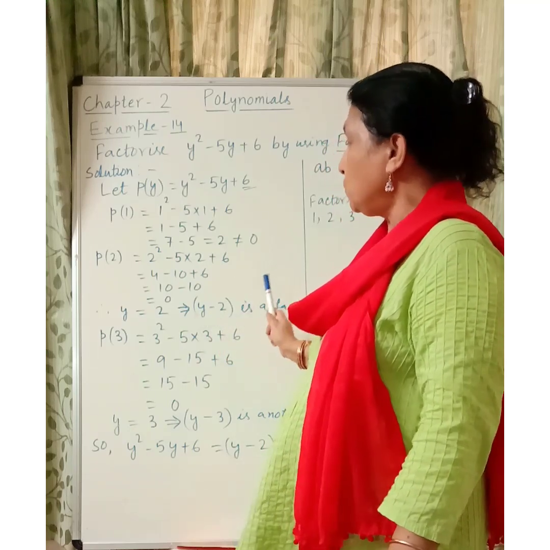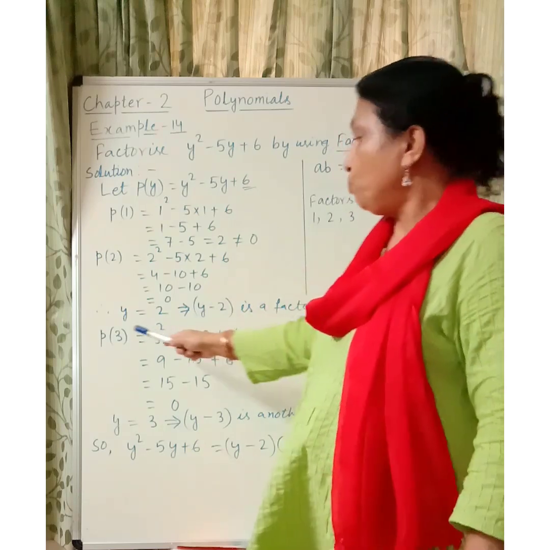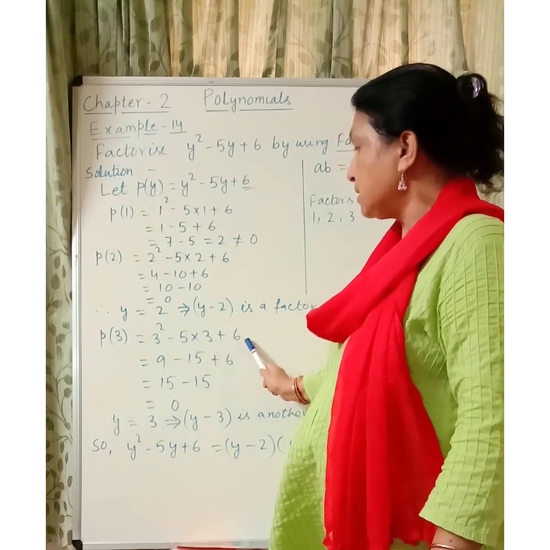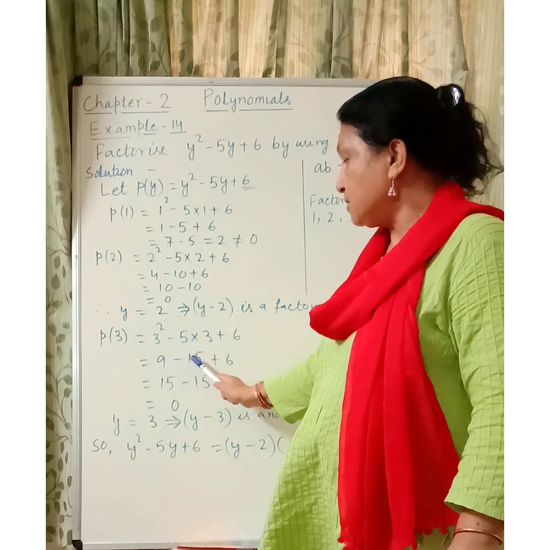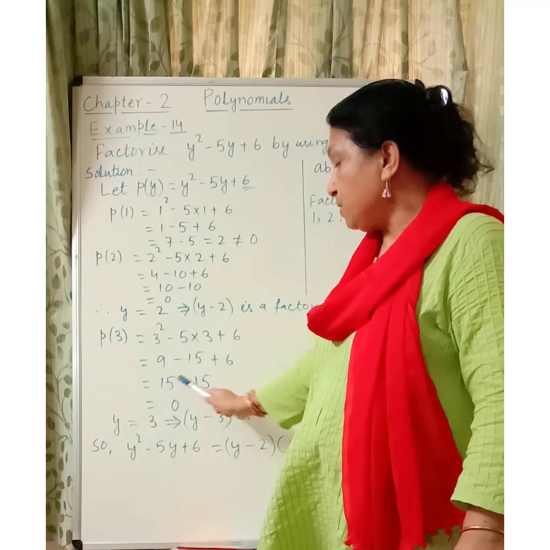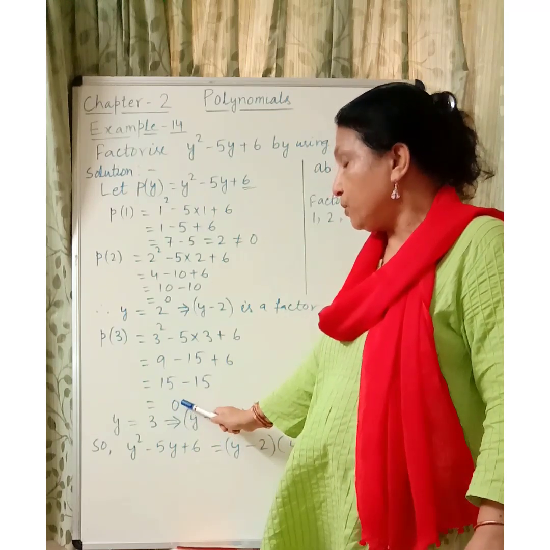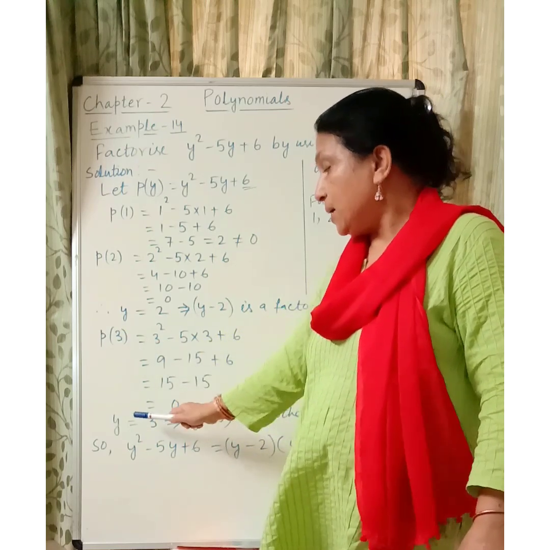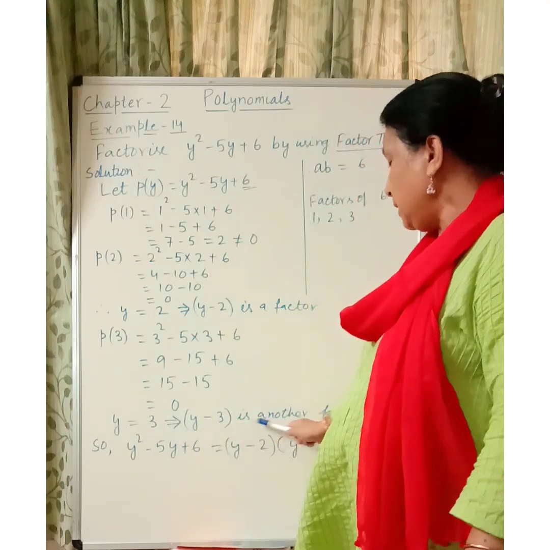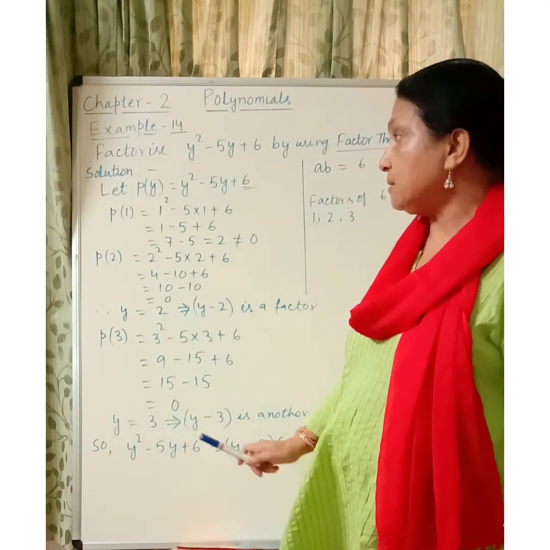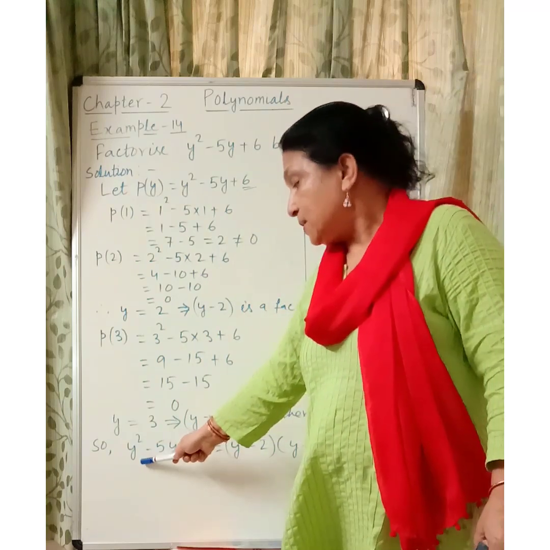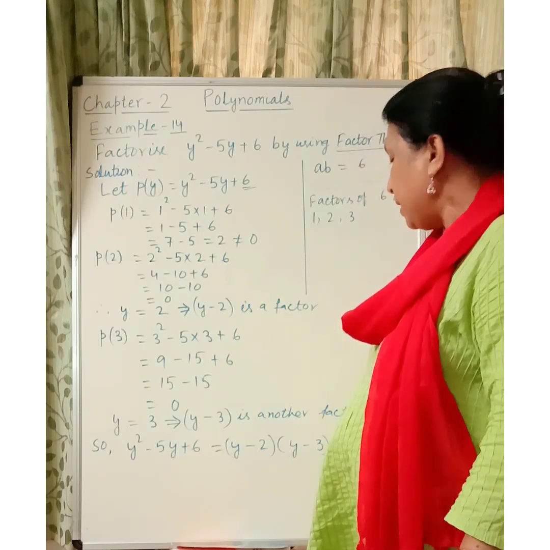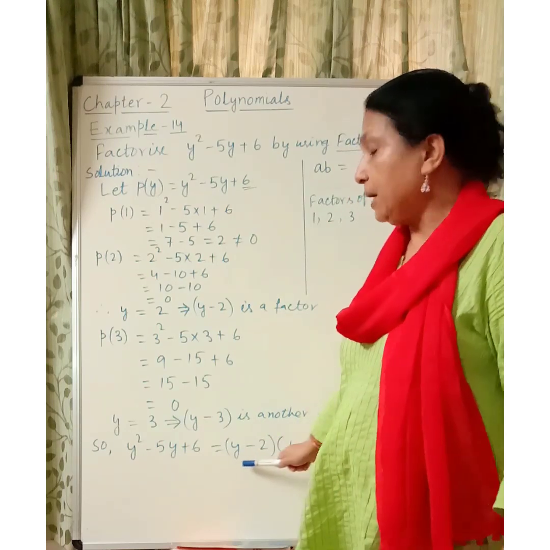Now the next value we will check for 3. So p of 3 equals 3 square minus 5 into 3 plus 6, which equals 9 minus 15 plus 6, that is 15 minus 15, which equals 0. For y equals 3, we are getting remainder 0. So y equals 3. So y minus 3 is another factor. So what are the factors of the given polynomial? So y square minus 5y plus 6 equals y minus 2 into y minus 3. These two are the factors of the polynomial.